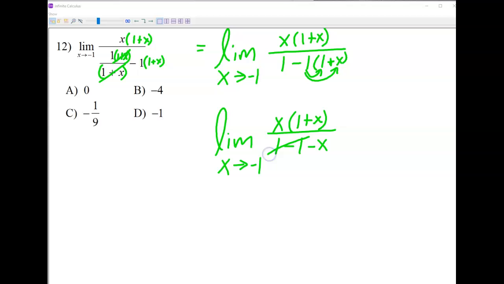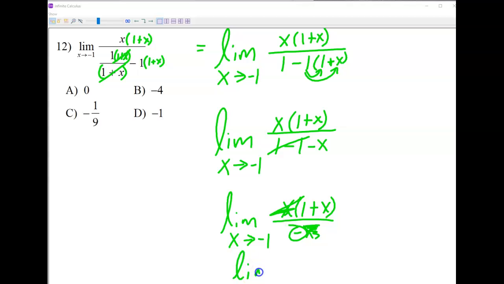And it looks like these 1's cancel out. Now I've got x times 1 plus x over negative x. Now the x's are going to cancel each other out as well, but that negative's still there, so don't let that thing disappear on you. So I'm left with a negative and then a 1 plus x.